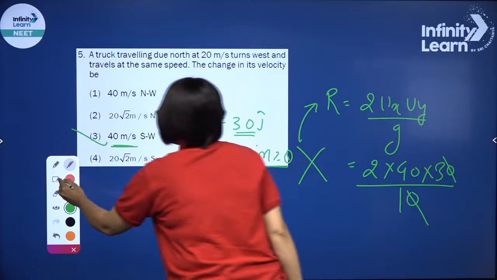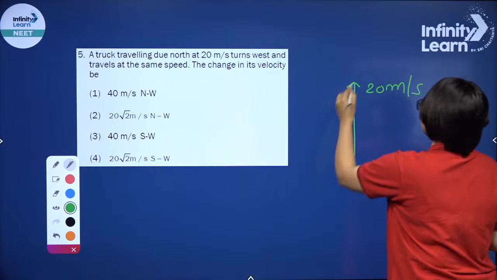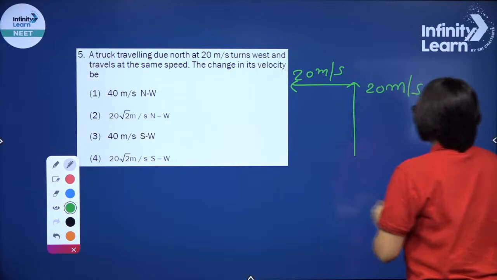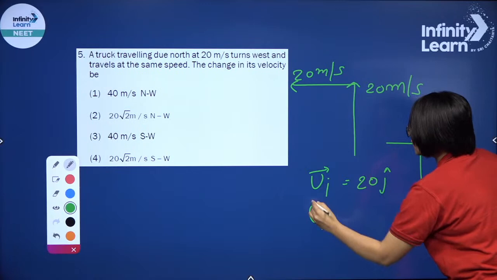अ ट्रक ट्रेवलिंग ड्यू नॉर्थ एट 20 मीटर पर सेकेंड टर्न्स वेस्ट एंड ट्रेवल्स एट द सेम स्पीड. ओके, 20 मीटर पर सेकेंड से ये वेस्ट की तरफ टर्न हो जाते हैं. I'm taking this axis as x-axis and this axis as y-axis. Fine. So initial velocity vector क्या आएगा? 20 j cap and final velocity vector is minus 20 i cap.